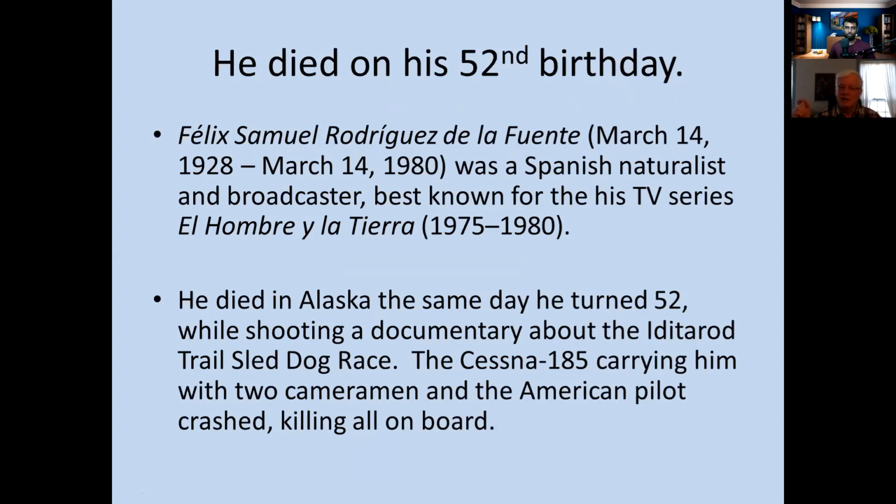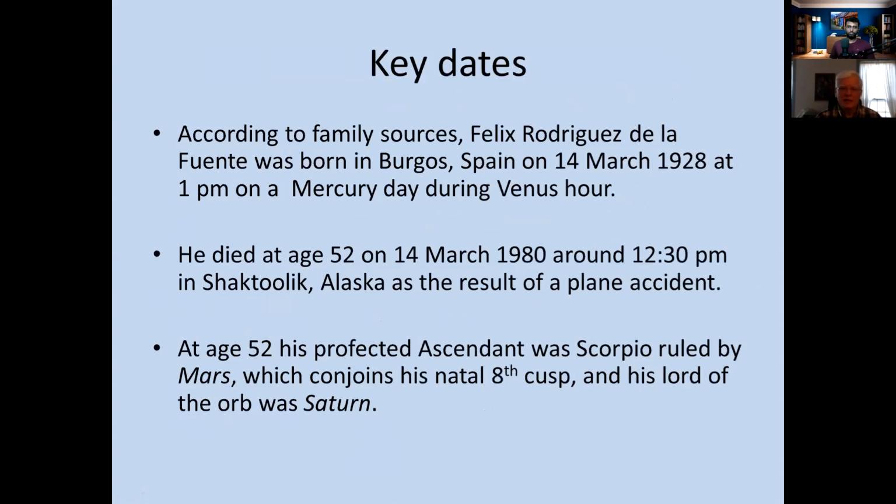And he died not where he was born, but in Alaska shooting a film. So he died quite a distance from his birthplace. So this gives us a chance to look at both charts and to see what they might tell us. I think I already said this. He was born March 28. It was a Mercury day during a Venus hour. And he died in Alaska in a plane accident.